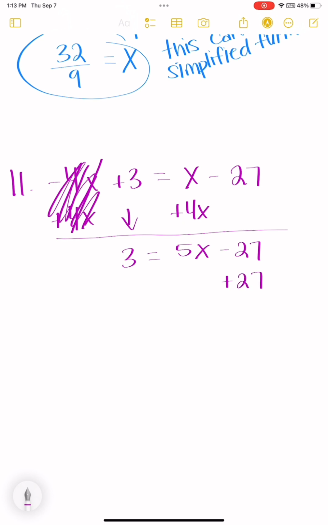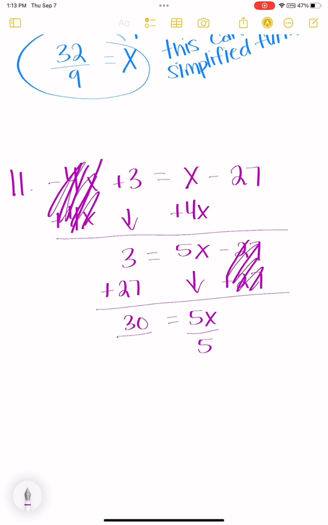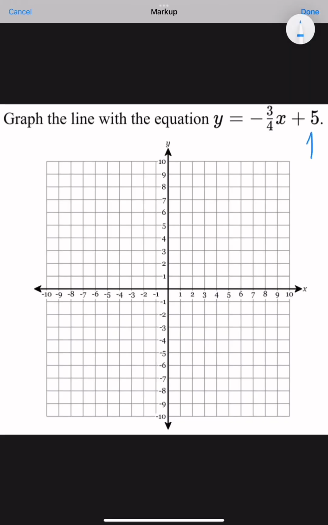Now we need to add 27 to both sides. That negative 27 and positive 27 are going to cancel out. Drop down that 5x. 3 plus 27 is 30. X is still not by itself, so we got to divide by 5. Those 5's cancel out. And 30 divided by 5 is 6. And that is it for that one.